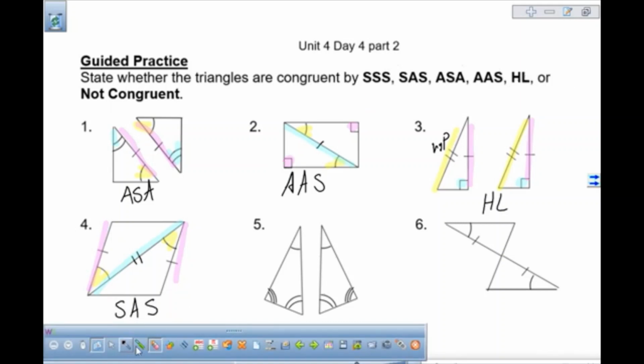Our next one, we have three sets of angles. And that is not one of our options. These are not congruent.